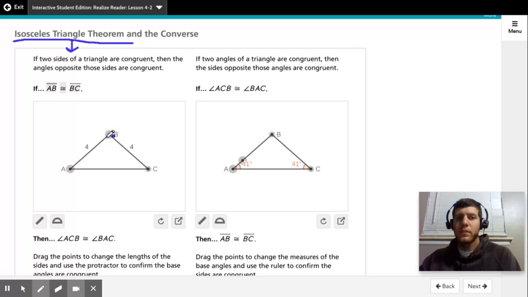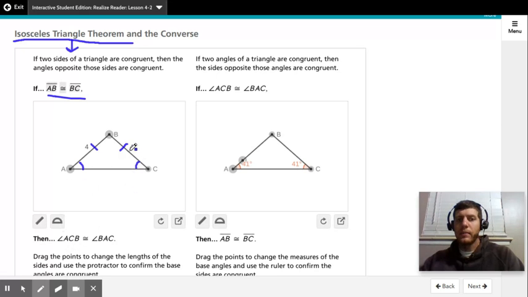So it says AB is 4 and BC is 4. So since AB is the same length as BC, we can say AB is congruent to BC. Therefore, the angles that are opposite those congruent sides are going to be congruent. So opposite, if you're sitting opposite of someone, you're sitting across from them. So across from AB here is going to be angle C. And then across from BC is going to be angle A. So angle A is congruent to angle C.